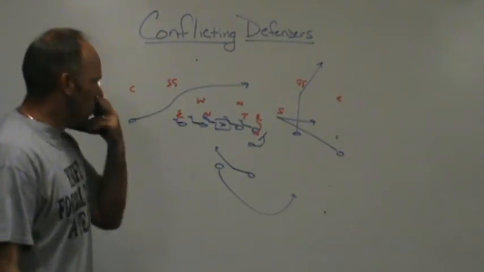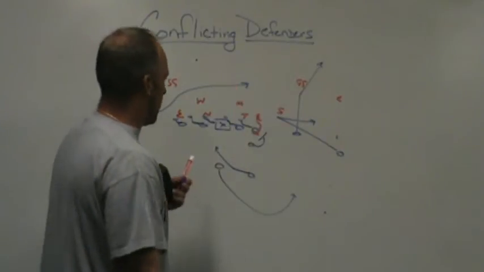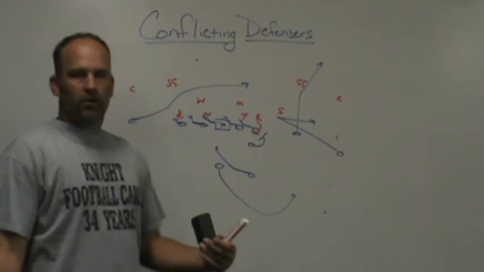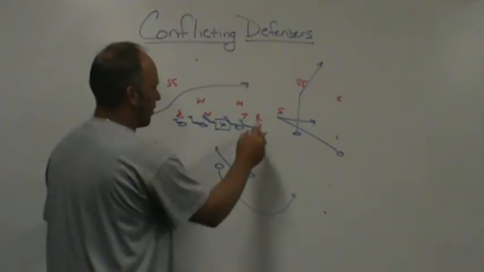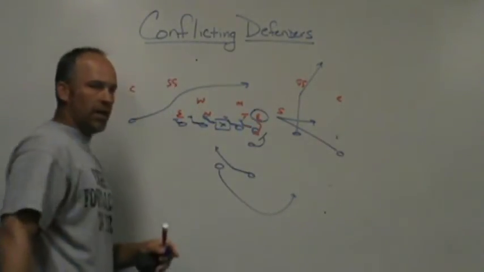So there are a lot of things you can do off of your bootleg game outside on the front side. But again, we're getting the ball to the perimeter off of the response that we know we're going to get from the 5 technique.